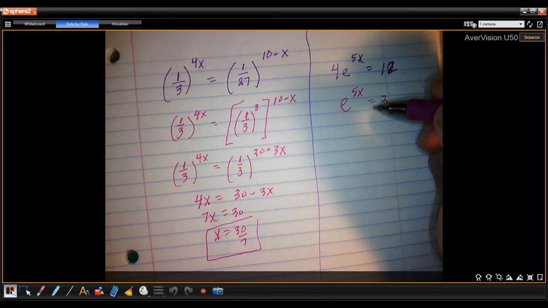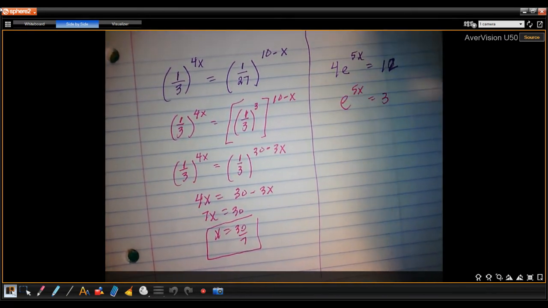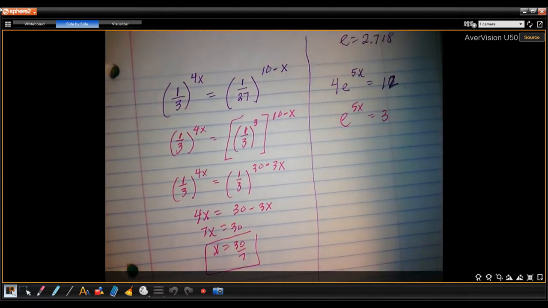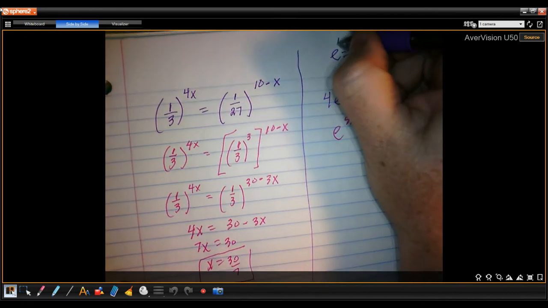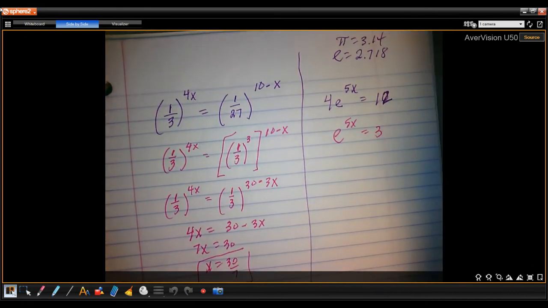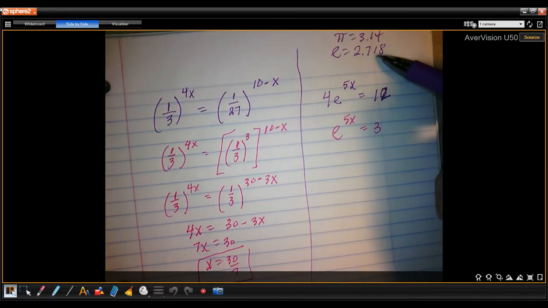Okay, e, you have to use a calculator. You have to use a calculator because what is e? Remember, e is a number. E is 2.718. It's just a number, just like pi. You know how pi is 3.14, blah, blah, blah. That's what e is. E is just a number. Okay, but there's no way 2.718 raised to another number is going to give you 3. So that's not going to work.